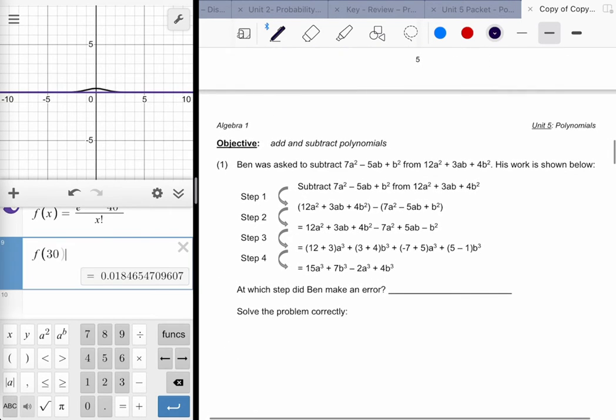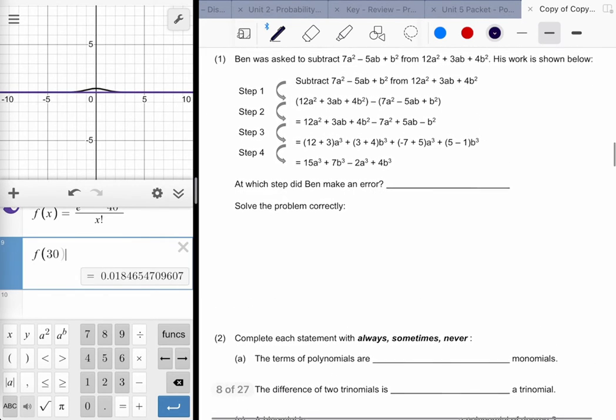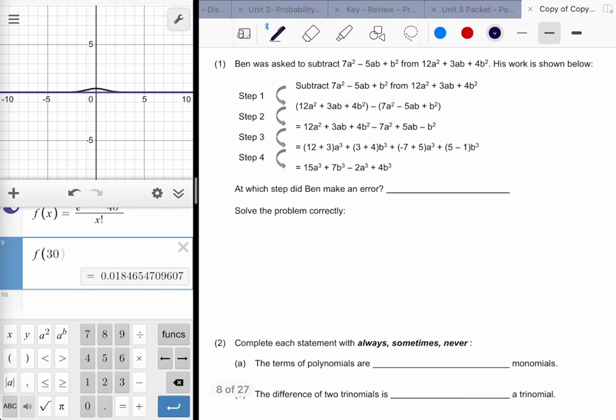So then on page 6, those are all the different concepts from yesterday. You have a problem here. Ben was asked to subtract 7a squared minus 5ab plus b squared from 12a squared plus 3ab plus 4b squared. He shows his work, but he made a mistake somewhere. We want to figure out where he made the mistake, and then solve the problem correctly. So let's solve the problem correctly first, and then go from there.